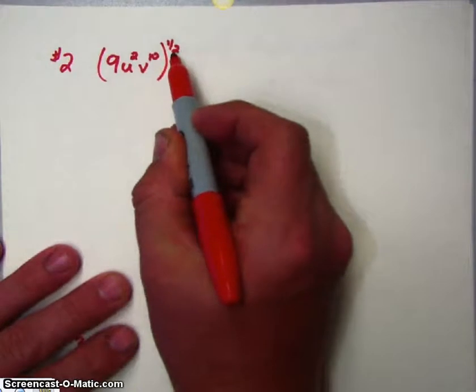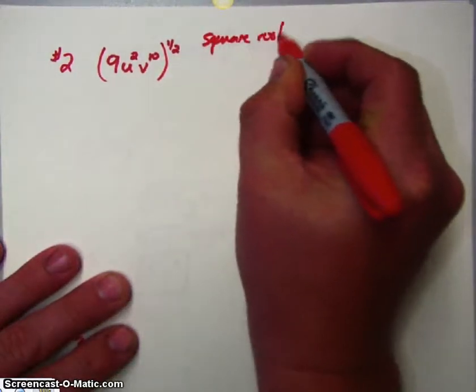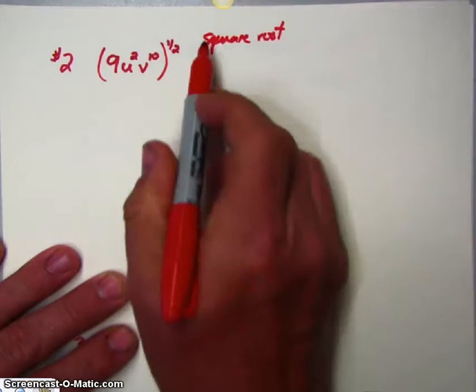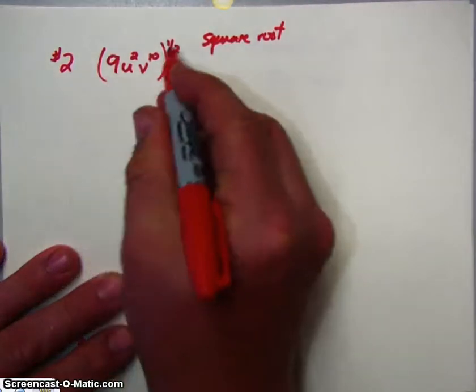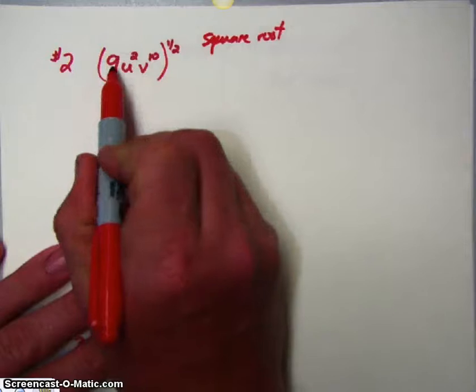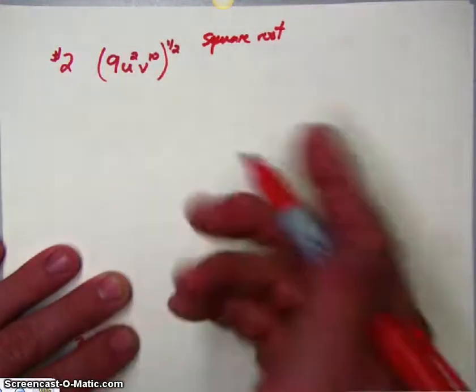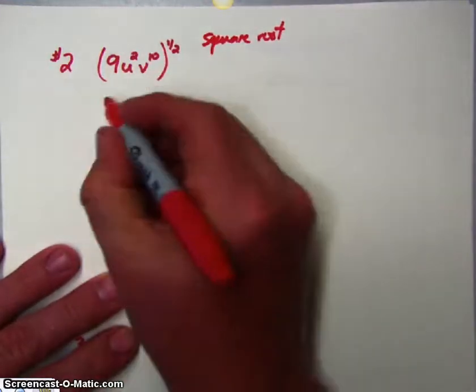Again, 1/2 means the square root. So what you're going to do is you're going to distribute that to each one. So what is the square root of 9? Well, that's 3. In other words, a number times itself twice would give me 9. So that's 3.